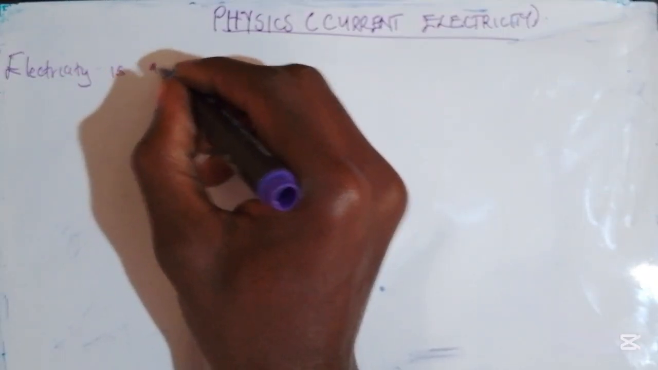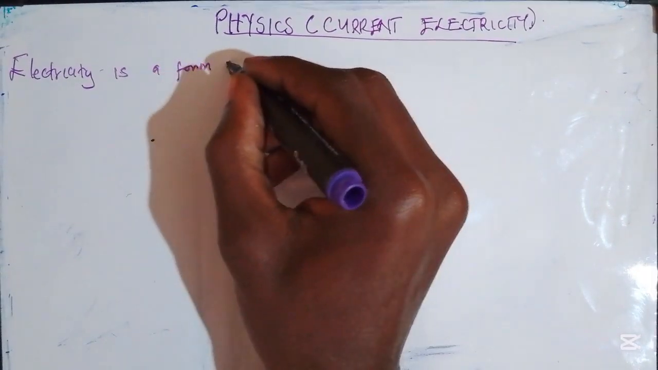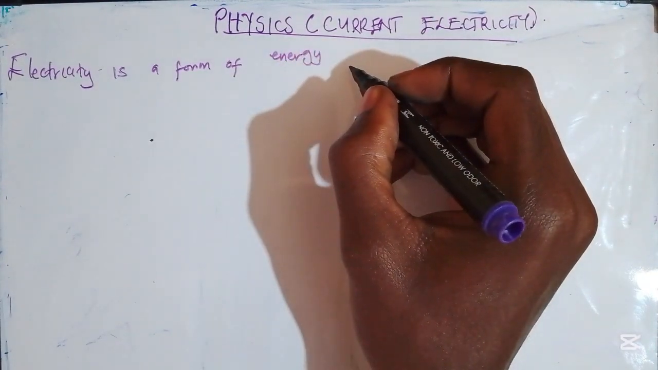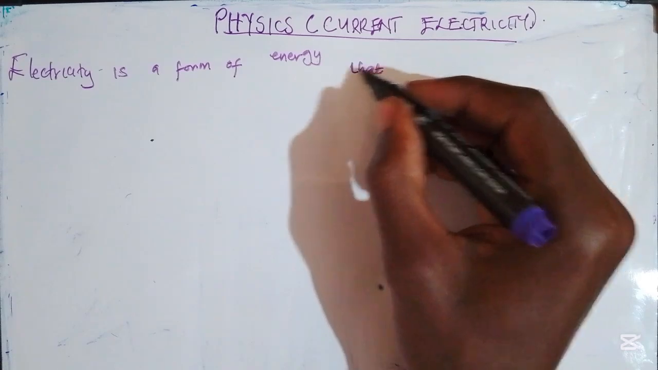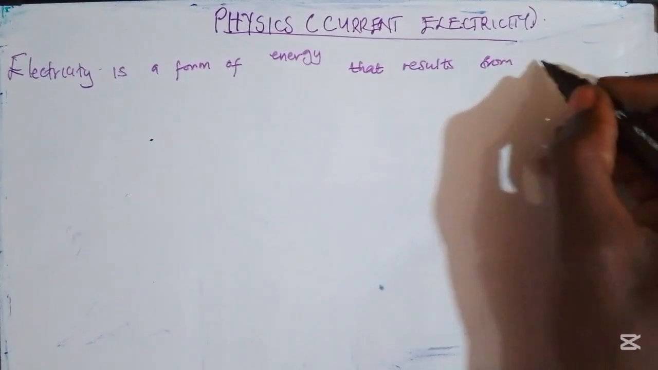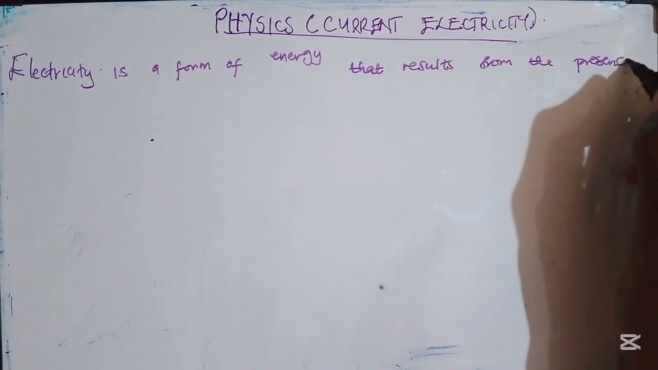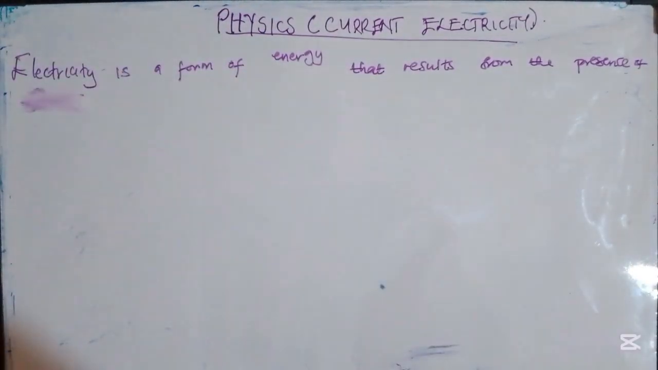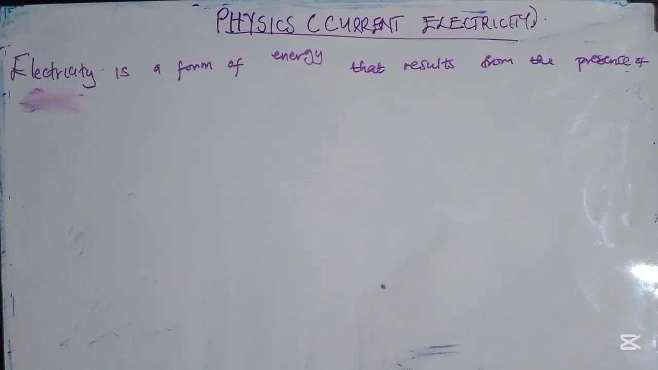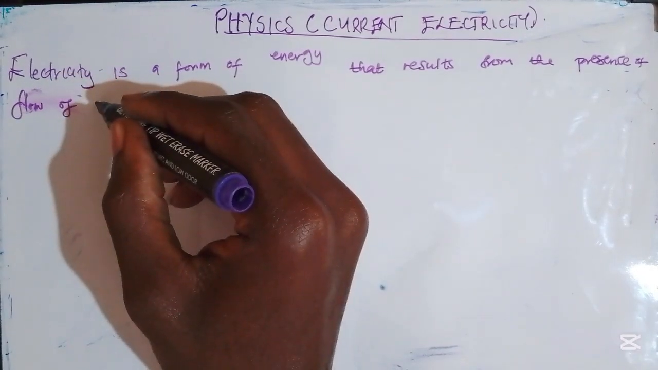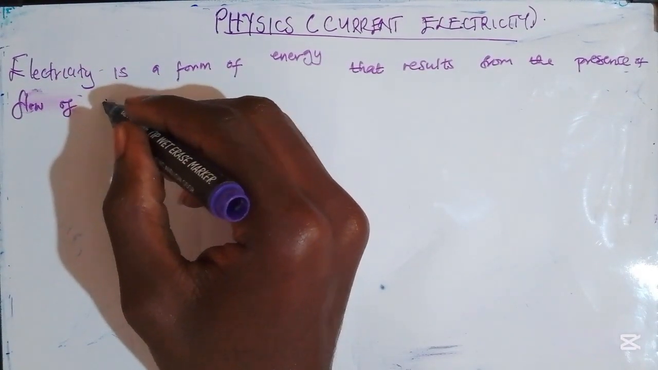So they are saying that electricity is a form of energy that results from the presence of flow of electric charge.